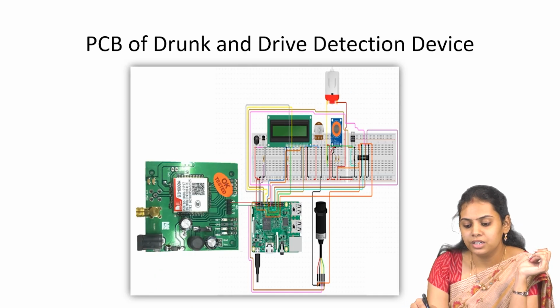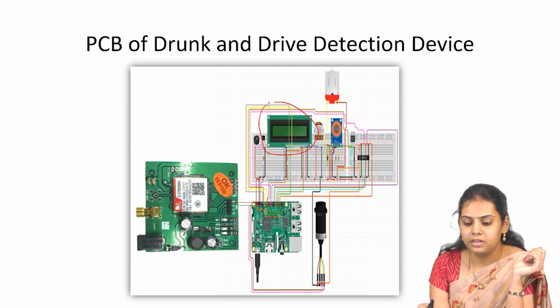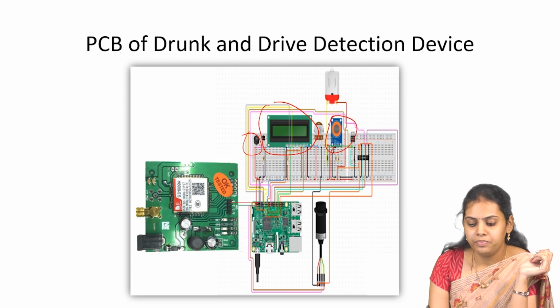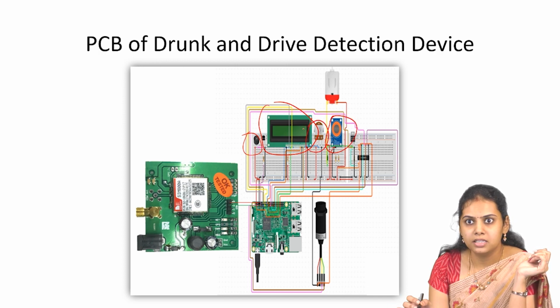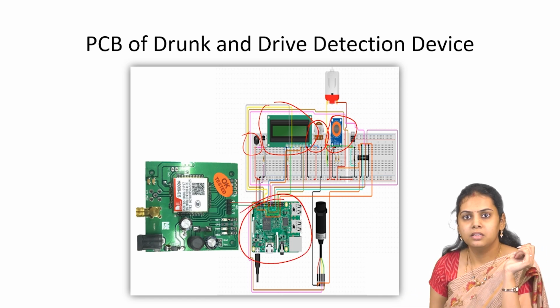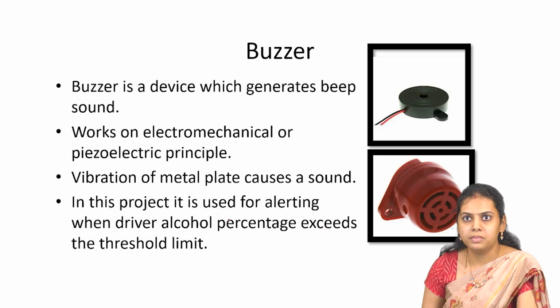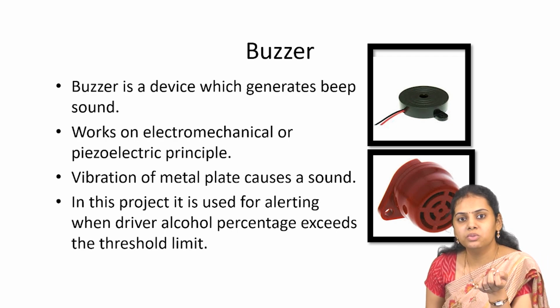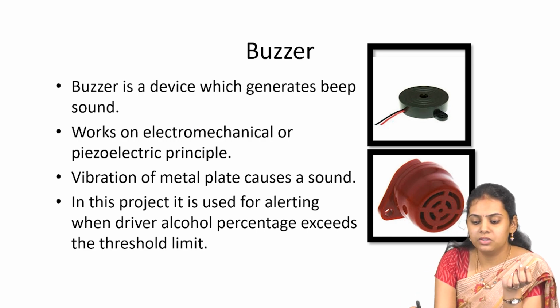This is the simulation. Here, through a breadboard, I made a prototype. I attached an LCD, buzzer, alcohol sensor, and even a camera module and GSM. This is the simple simulation. And here, as I previously explained, one of the devices gives an alert whether the person is drunken or not using this buzzer.